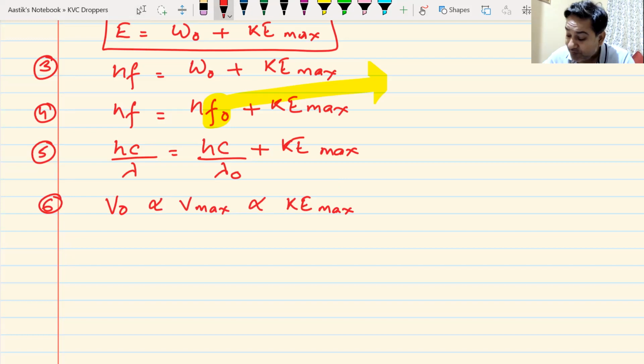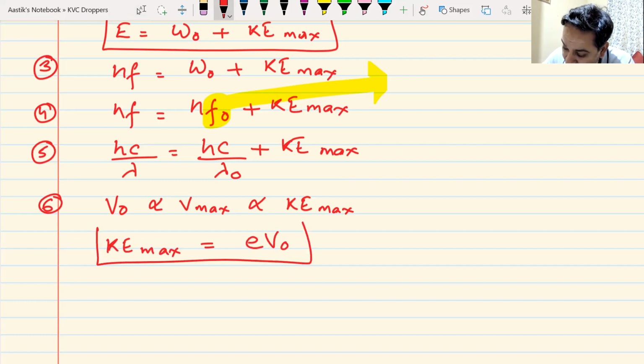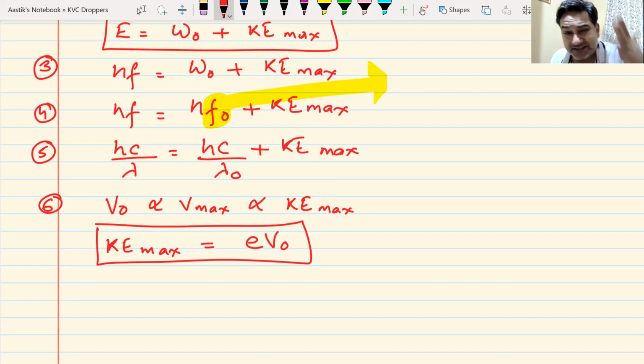So I can write it in a different way. We remove the proportionality sign. The maximum kinetic energy is e times V naught, where what does e stand for? V naught stands for the stopping potential, and e stands for the charge of the electron. c stands for the speed of light.